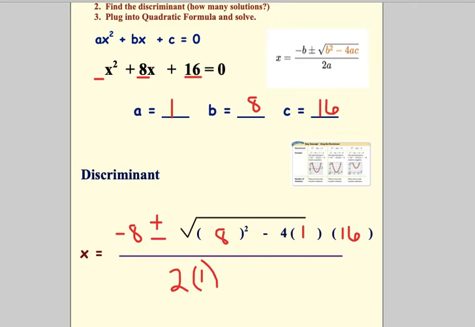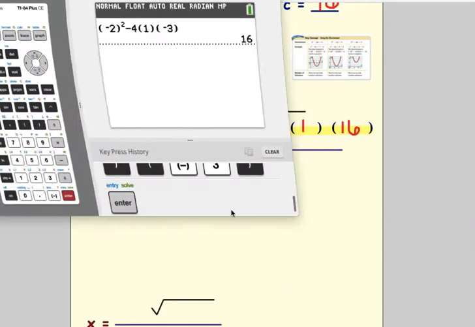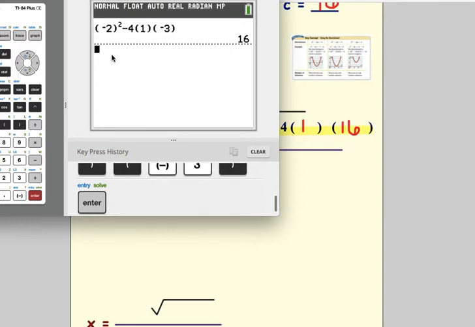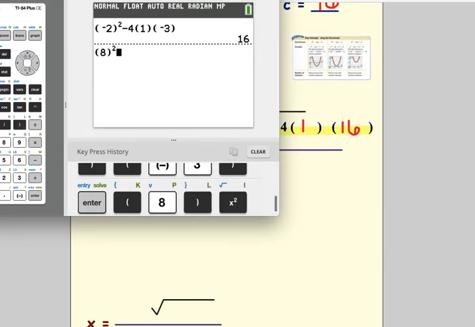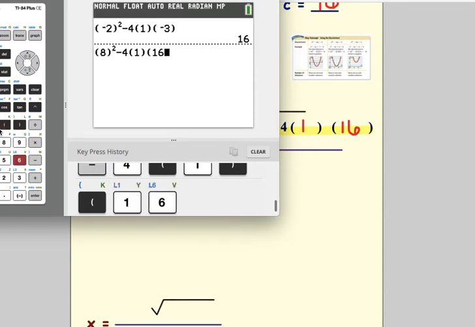Okay, so again right here, I want to try to predict how many answers I had. I kind of predicted that there was going to be 1. So let me see if I am correct on this one right here. I will get my calculator out, and I want to say that I was doing, I believe, 8 squared. I don't really have to use the parentheses, but I am going to use them this time. Minus 4. I believe my A was 1 this time, and then also my C was 16. When I figure out this answer, I get 0.